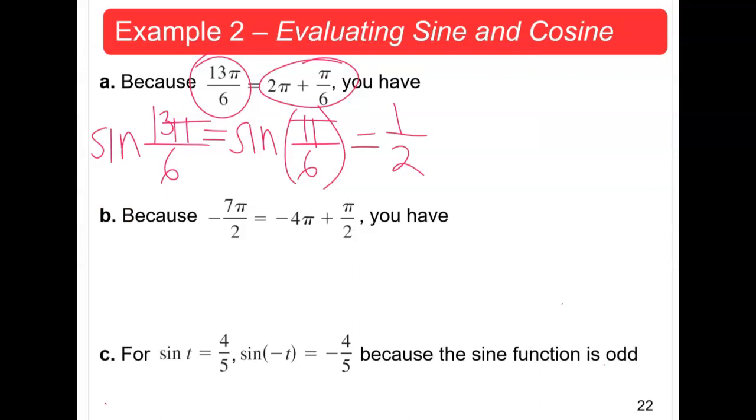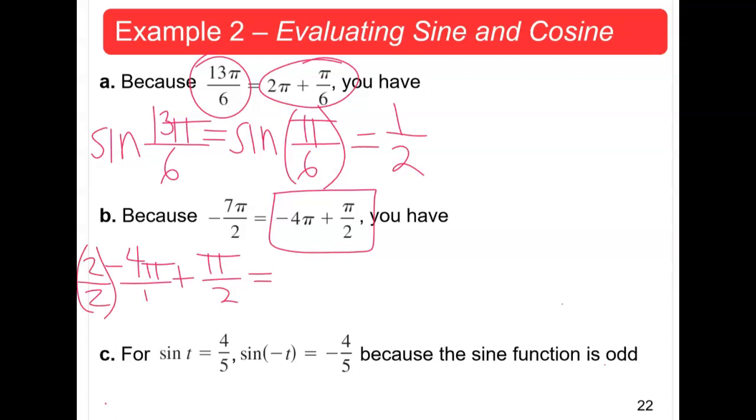For part B, negative 7 pi over 2, we're going to break that into negative 4 pi plus pi over 2. To show you that it is true, we could combine those terms. So negative 4 pi over 1 plus pi over 2. And if we multiply this fraction by 2 over 2, we will get negative 8 pi over 2 plus pi over 2, and that gives us negative 7 pi over 2, which is what we had over here.